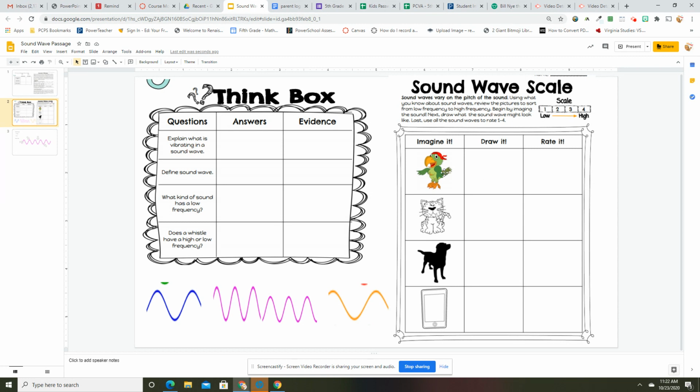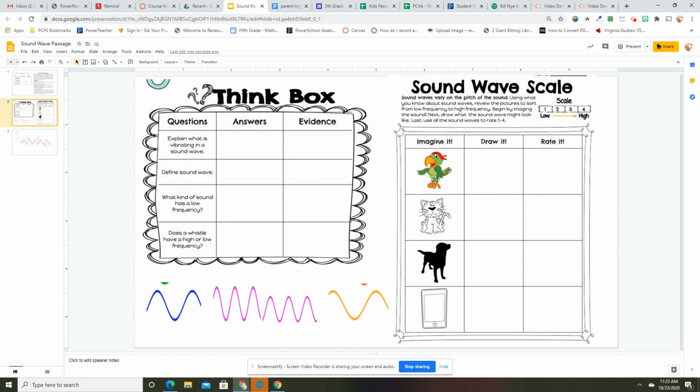Okay, so think about a parrot, a tiger, a dog, a cell phone. So think about the pitch. So we're talking about the frequency. Remember, high pitch sounds, the wavelength is smaller, so it's scrunched up a little bit. And then the lower the sound, the lower the frequency, the wavelength is drawn out a little bit longer. So the scale would be 4 high pitch, 1 low pitch.